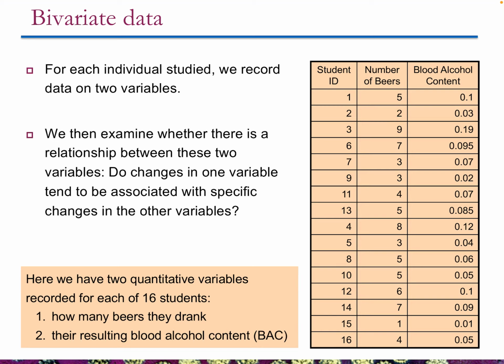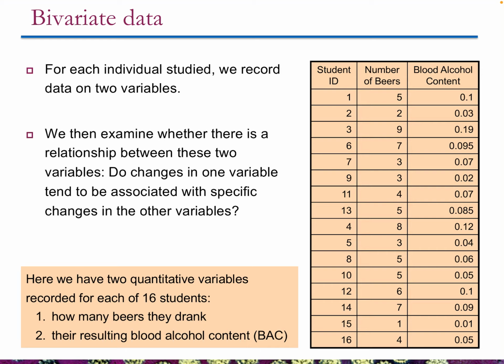By thinking about this, you should realize that there might well be a relationship between the number of beers that a student drinks and their blood alcohol content. You might think that the more beers they drink, the higher their blood alcohol content, and you would be right. But this is the relationship that we're looking for here. So we look to see if there's a relationship between these two variables.